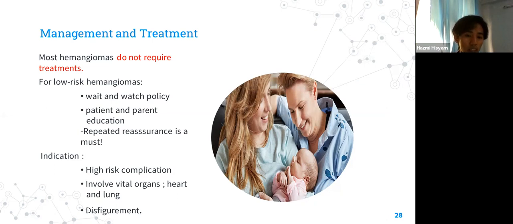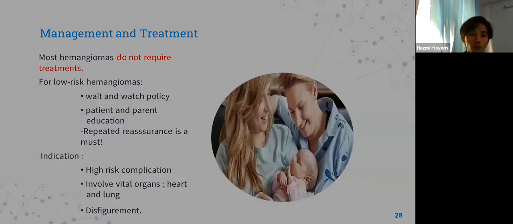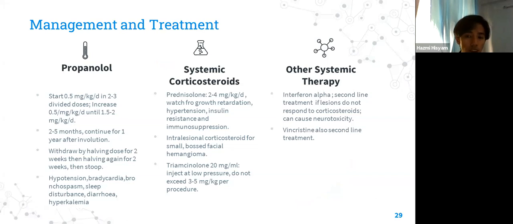Other treatment is indicated for high-risk complications, such as when it involves vital organs such as the heart and lung, or will cause disfigurement. For management and treatment, the first line is propranolol. You can read the dosage, but propranolol may cause some side effects such as hypotension, bradycardia, and others.